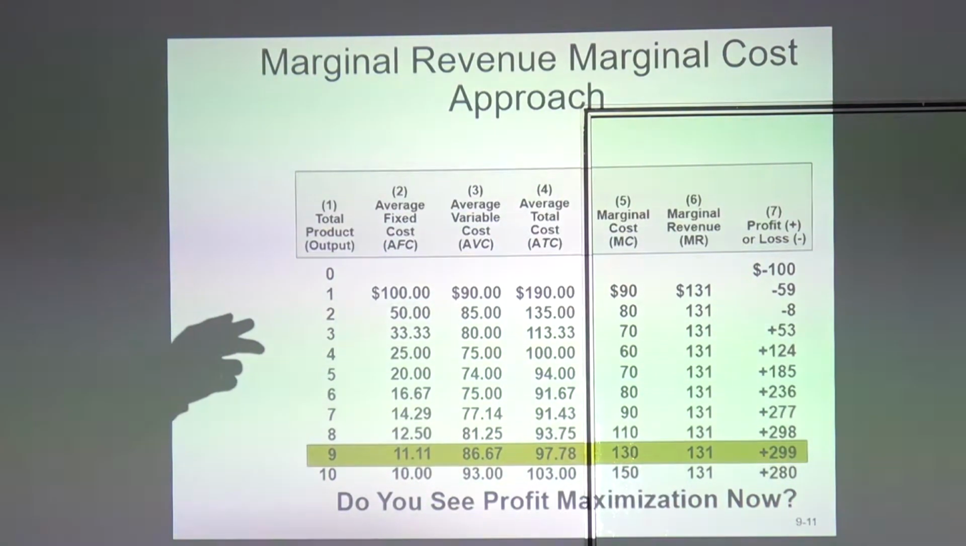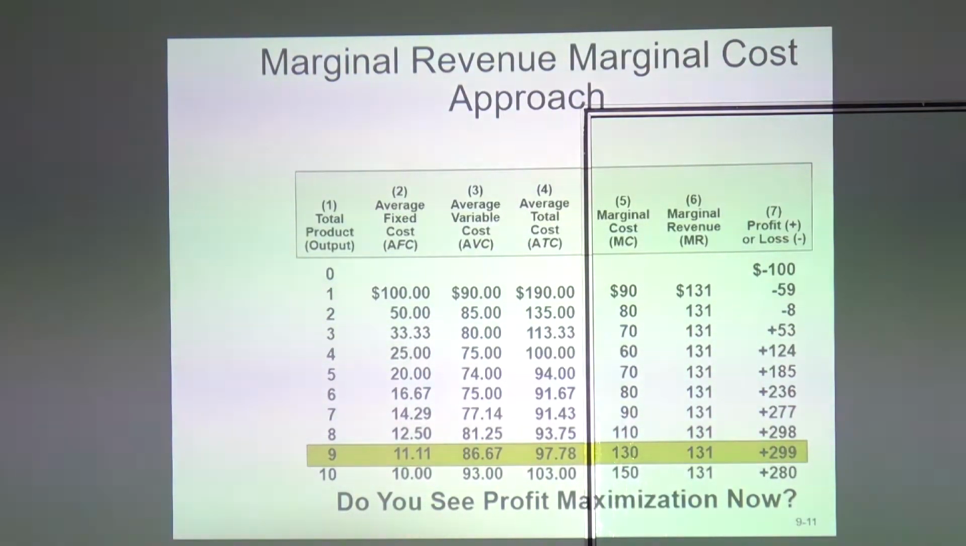Marginal cost is 130, right? Anything beyond this, for example, at 10 units of output, marginal cost is already beyond marginal revenue. So if we produce the 10th unit, we are not adding more to the profits. We are taking away some of the profits that we have accumulated earlier. So we should not be producing the 10th unit because marginal revenue is 131, but marginal cost is already 150, more than 131. So in this case, we will stop and produce only up to 9 units of output.